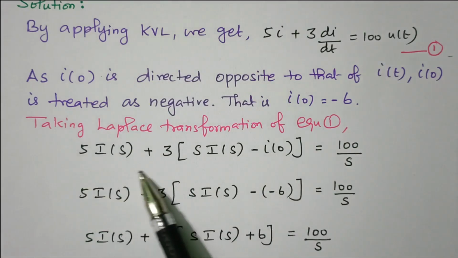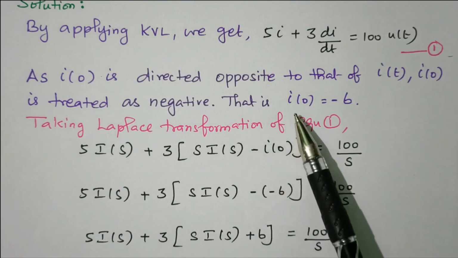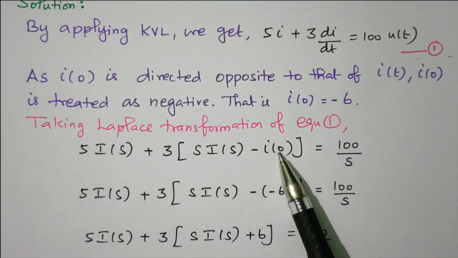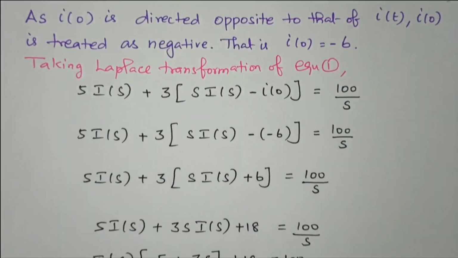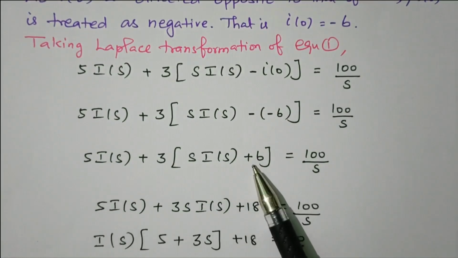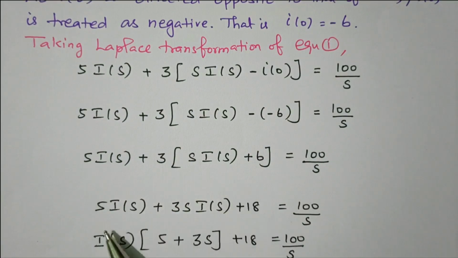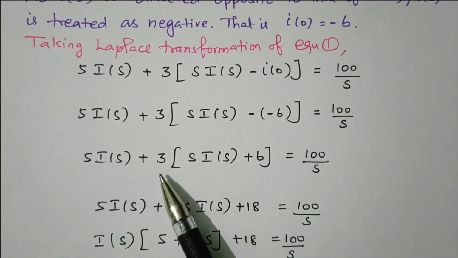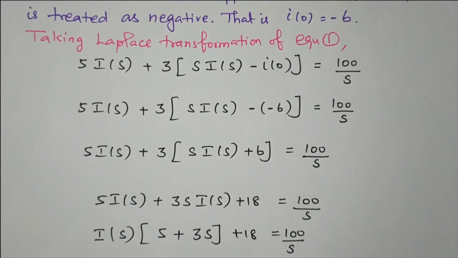Right? So now we have taken the Laplace transform. We already decided the initial current, based on the direction, is minus 6 amperes. So this I of naught is replaced by minus 6. Already here one minus is available, so it becomes plus 6. Now we can go for further simplification. We can multiply 3 inside. So 5 I of s plus 3 s I of s plus 3 into 6 is 18, that is equal to 100 by s.